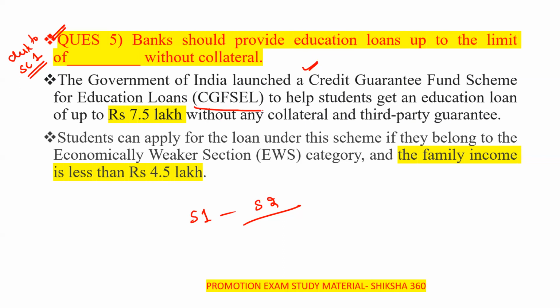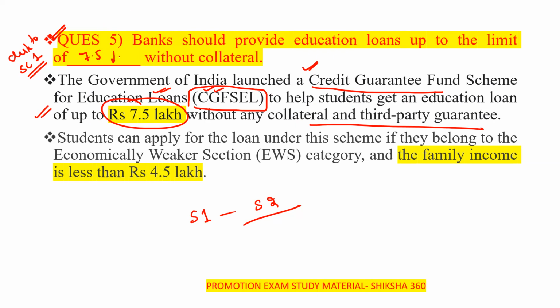So the government of India launched a CGFSEL. Sometimes this full form will be asked in the examination also. The government of India launched a credit guarantee fund scheme for education loan. C for credit, G for guarantee, F for fund, S for scheme, for educational loans to help the students. Clear? Basically to help the students to get an educational loan of up to how much amount? That is rupees 7.5 lakh, without any collateral and third party guarantee.